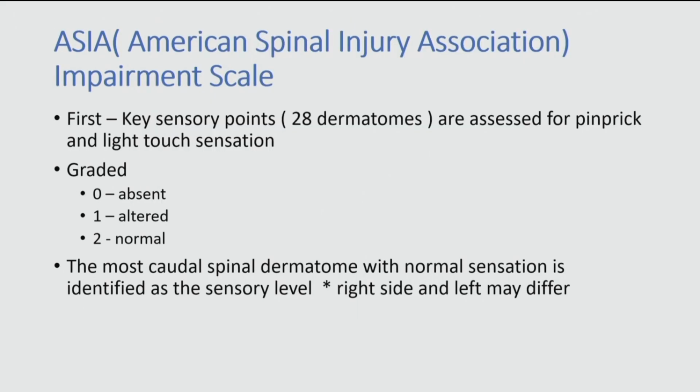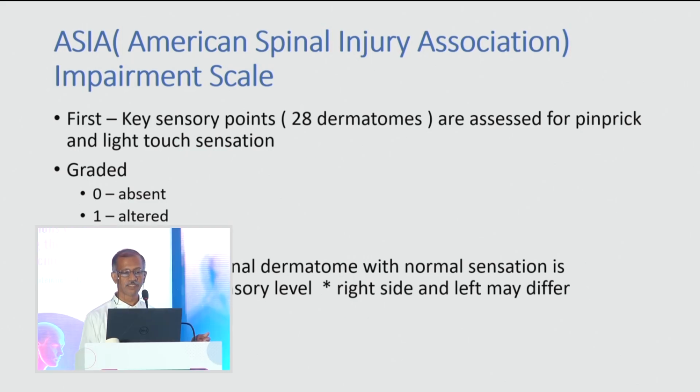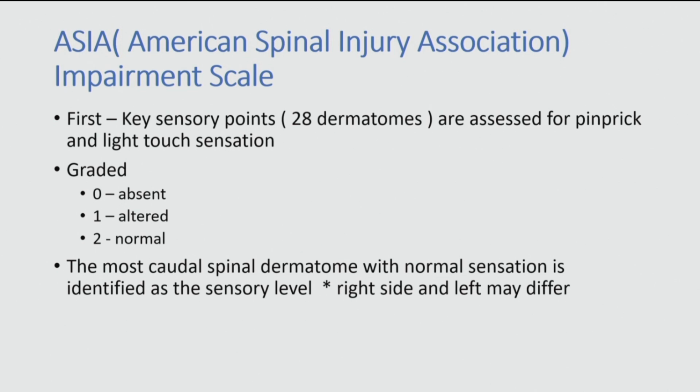So, first the key sensory points: 28 dermatomes are assessed for pinprick and light touch and graded 0 absent, 1 altered and 2 normal. And the most caudal spinal dermatome with a normal sensation is identified as the sensory level, where the right and left can differ. So, we sometimes have arguments on which is the level and which is not the level. I think it's the most caudal level with normal sensation. That's what the books say.